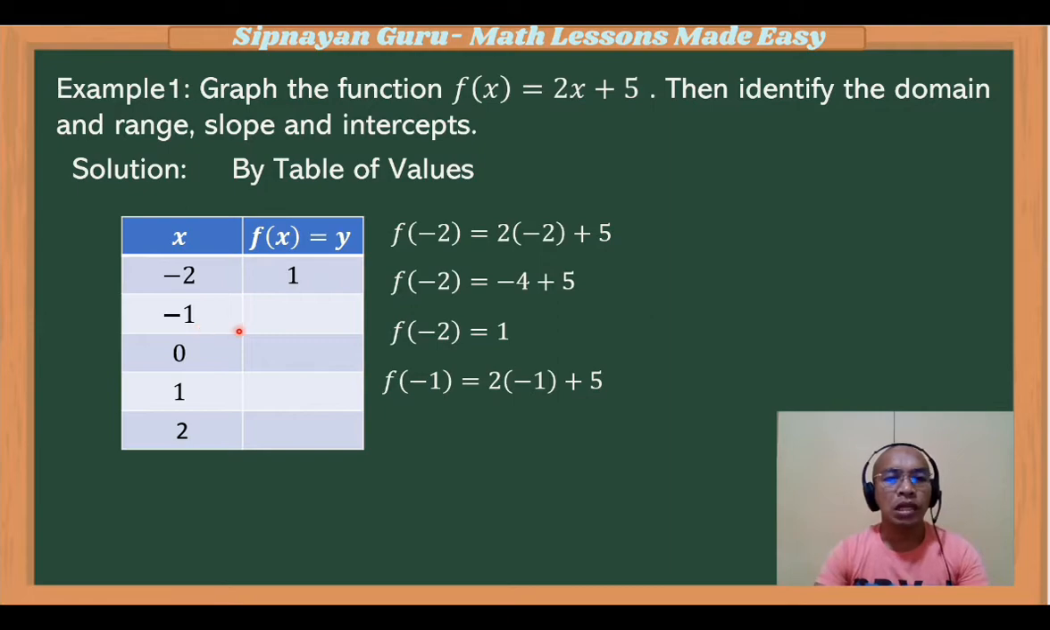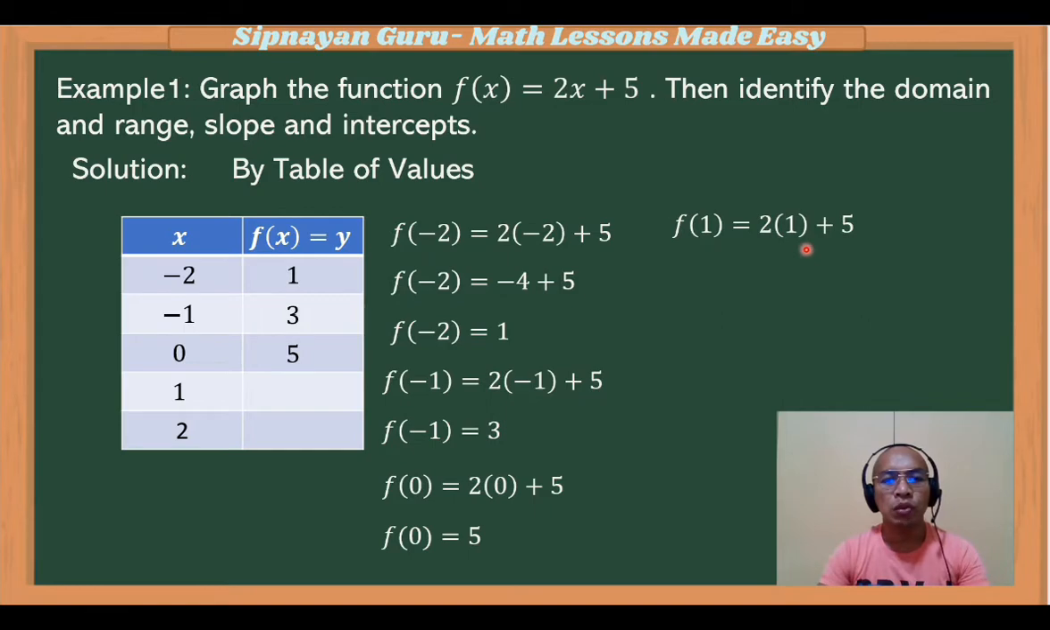If x is equal to negative 1, f of negative 1 is 2 times negative 1 plus 5, which is positive 3. So f of negative 1 is positive 3. When x is 0, our y is 5. F of 1 is 2 times 1, which is 2, plus 5 is 7. And finally, f of 2 is 9.